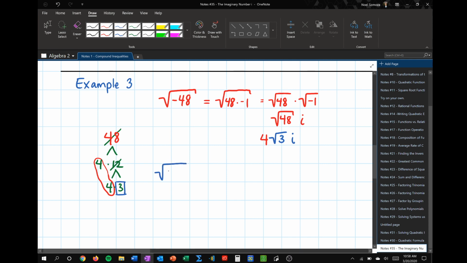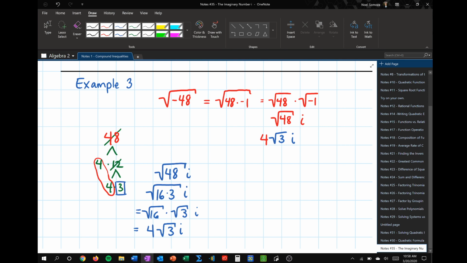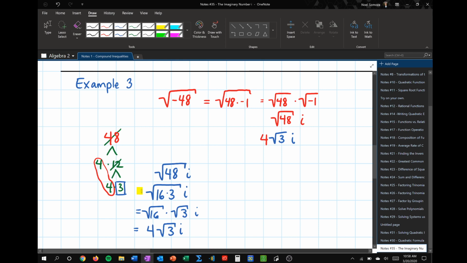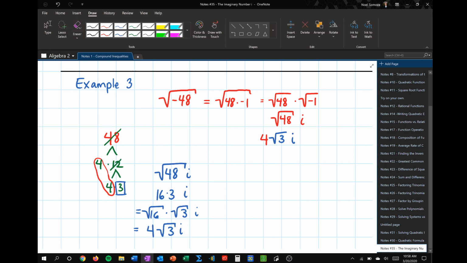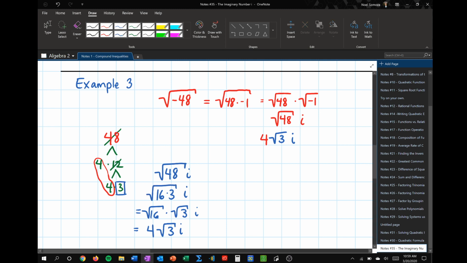Because if you take the algebraic approach, you take the square root of 48i. You could think of 48 as 16 times 3, so that becomes the square root of 16 times the square root of 3, times i. The square root of 16 is your 4. The square root of 3 stays the same. Then you drop the i. Notice I'm getting the same thing. It's just that with the factor tree, I can do it without knowing my perfect square roots, whereas with the algebraic approach, I have to know them. I have to know that 48 becomes the product of two numbers, one of which is going to be a perfect square.